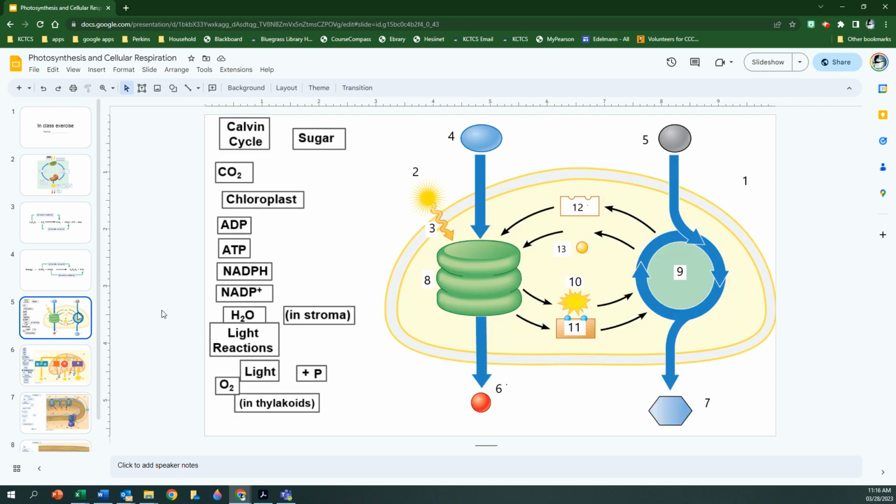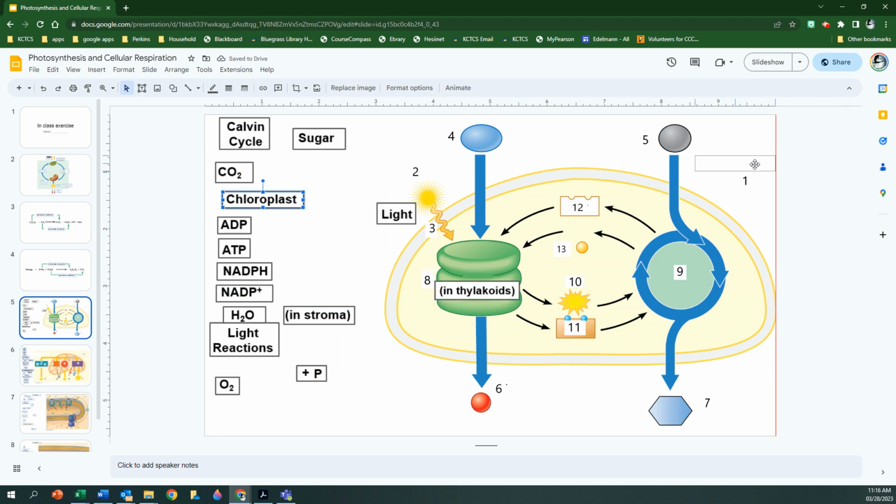And then we come to this one, and we're going to ask them to label this one. And it turns out it's not actually as hard as it looks, right? Because we know there's light, right? We know these stacks are the thylakoids. We know this big thing is the chloroplast. That's got to be somewhere. CO2, where's CO2? Well, this one looks a little bit like water, right? So that's water.